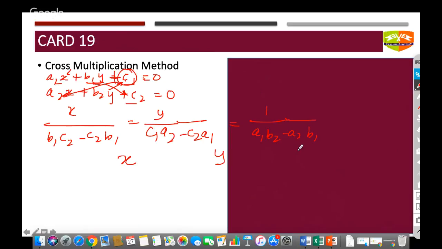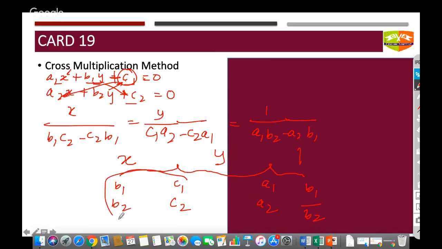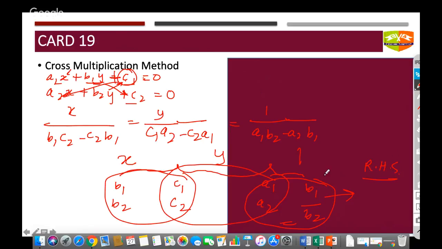Or you can write x, y, and 1, and you can write this as b1, b2, c1, c2, a1, a2, b1, b2. This is how you have to remember. So for x, you multiply this, divided by this one, a1, b2. For y, we need to multiply this divided by this. The denominator is always on the right hand side, and the numerator for x is just below it, the numerator of y is just below it, and we have to write b1 b2, c1 c2, and a1 a2, and again b1 b2. That's how we have to remember.